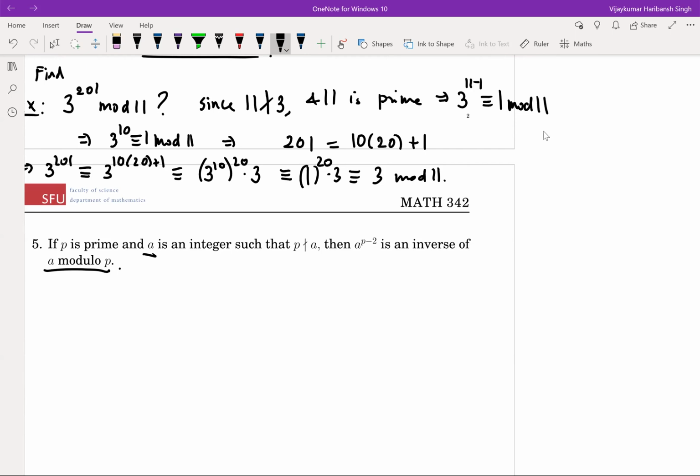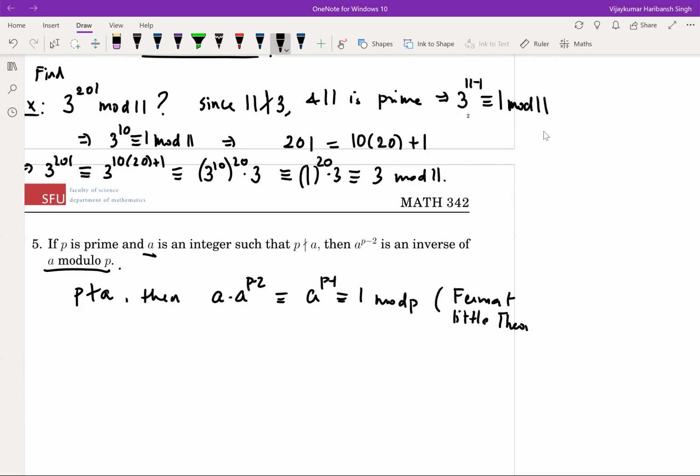How do we see that? If p does not divide a, then a times a to the power p minus 2 is congruent to a to the power p minus 1. And that is congruent to 1 mod p by Fermat's little theorem. I'm tempted to write FLT, but FLT stands for Fermat's last theorem. So what we've gotten here is that a times a to the power p minus 2 is congruent to 1 mod p. Hence a to the power p minus 2 is the inverse of a mod p.